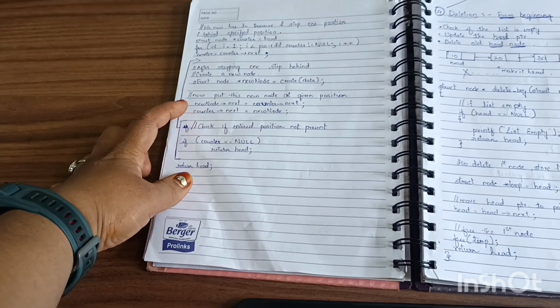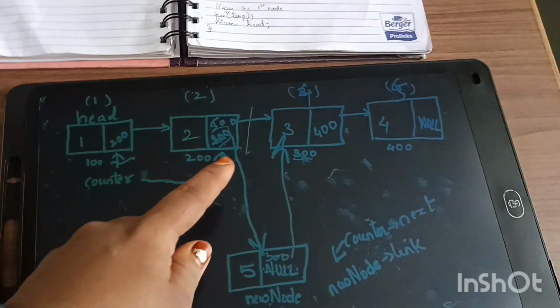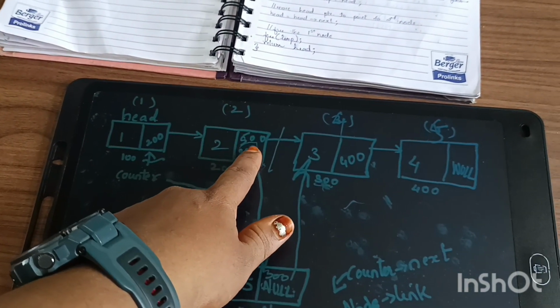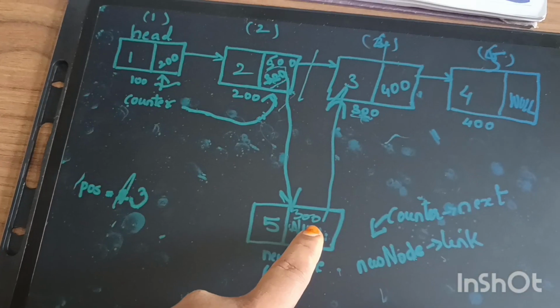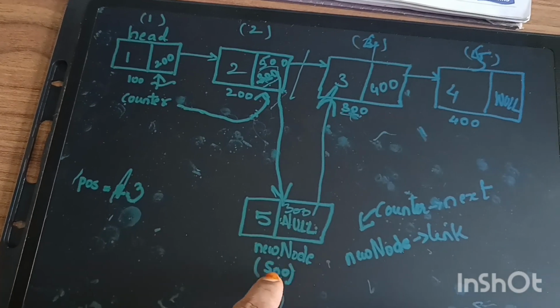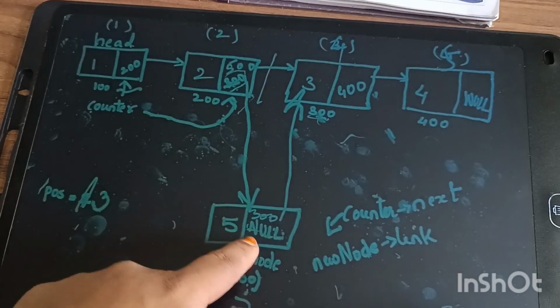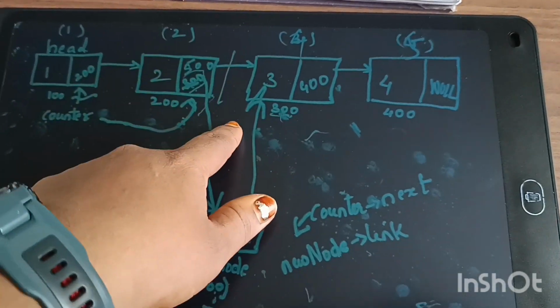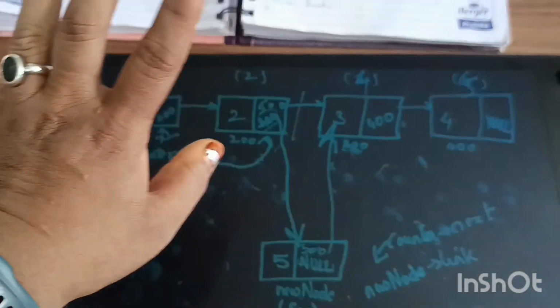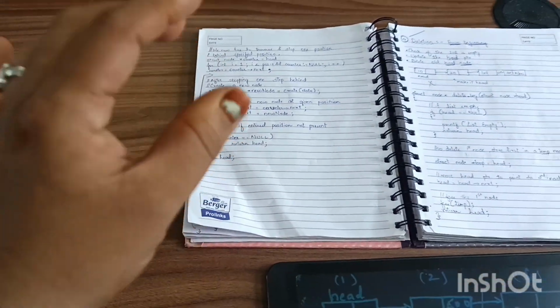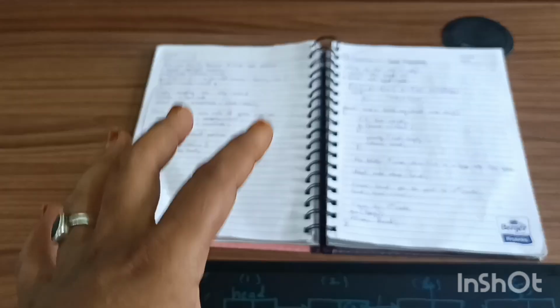Then the counter's next I am addressing to the new node. So first I am storing this address. Whichever address is there, I am storing here, in the new node's link part. Then this complete node's address I am storing here. So I am creating a link now. I have broken this link. I have created a new link. So this is how we are going to do the operation of inserting a new node at the beginning.